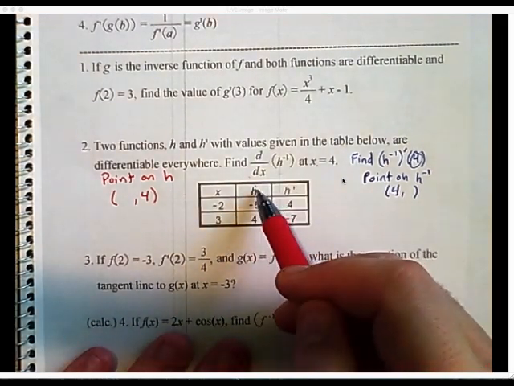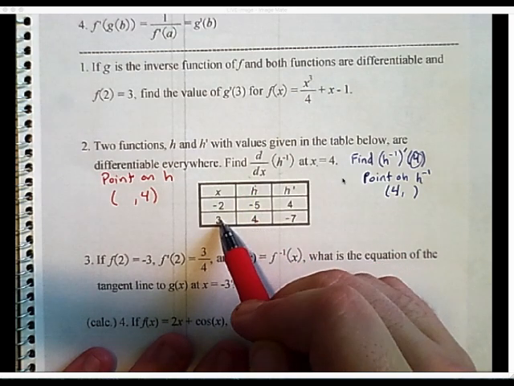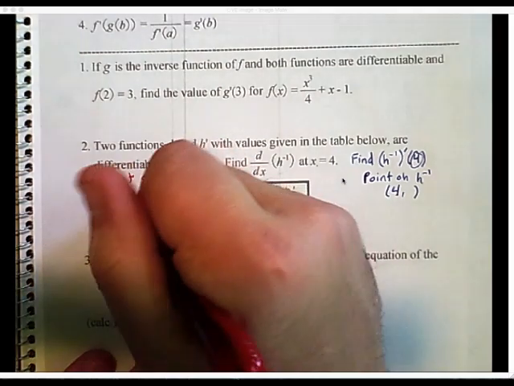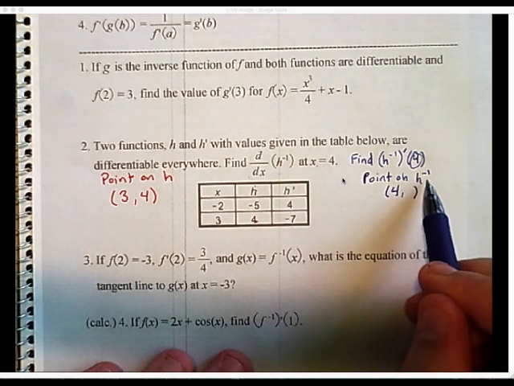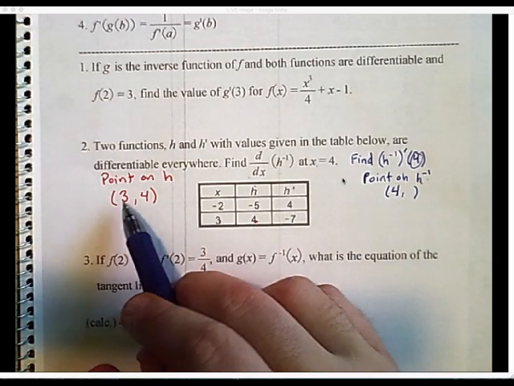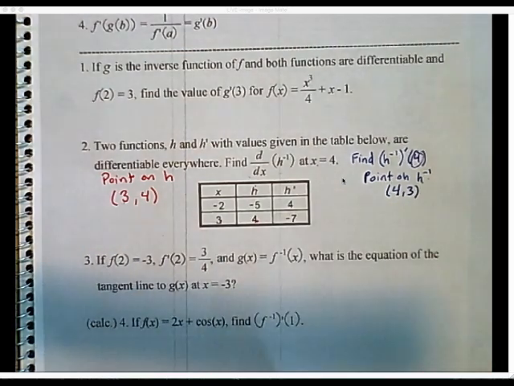Let's use information about h. When is the y value 4? What's the x value there? It's 3. So if the point on h is 3, 4, using the table, the point on the inverse would be 4, 3. This is the x value here. It's going to be the y value there. Okay, so that would be the point on the inverse. You just switch x and y. Okay.